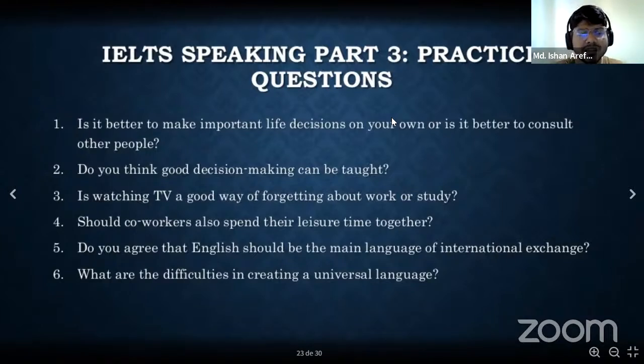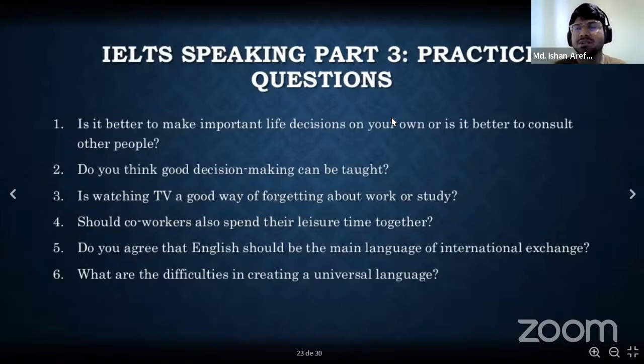The second question can be, do you think good decision making can be taught? Here the answer should start affirmatively or negatively. You should say that yes, I think that good decision making can be taught. You can say like this, or you can start the answer in a negative way. You can say that no, I definitely don't think that good decision making can be taught. It is a self-made thing. You can also say that. So it depends on your opinion.